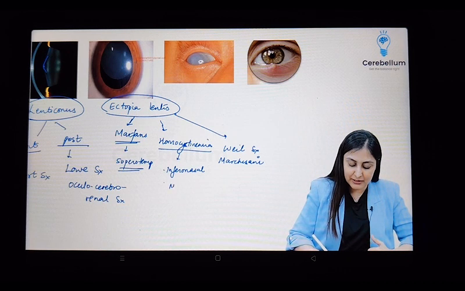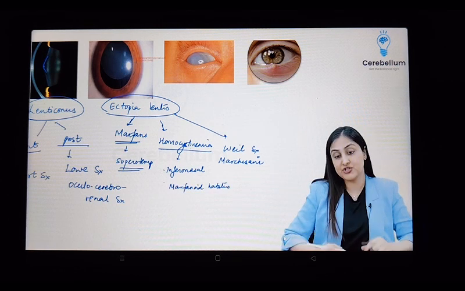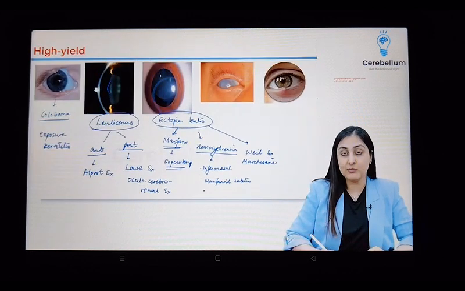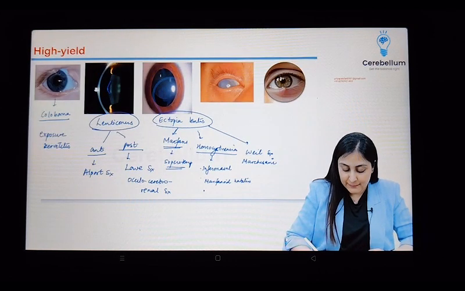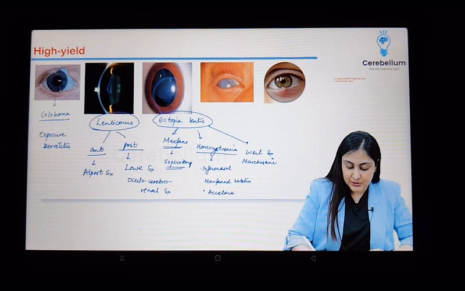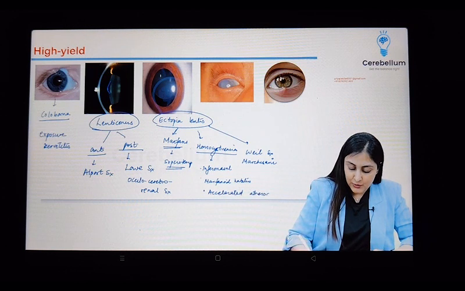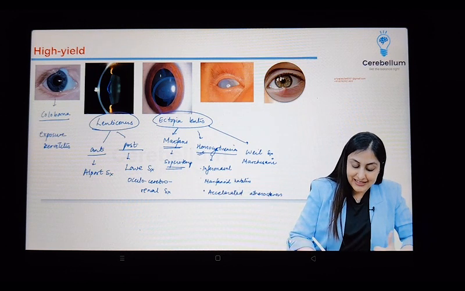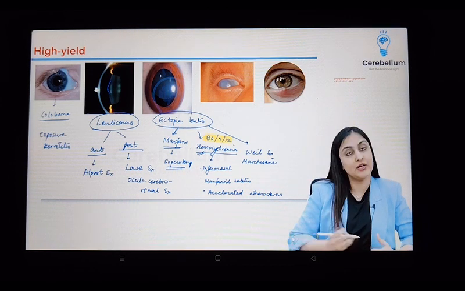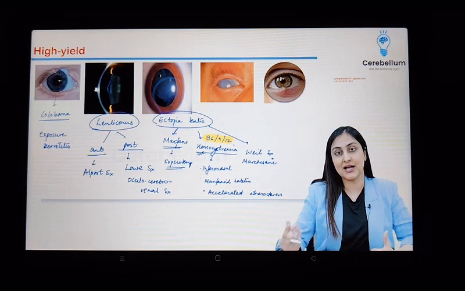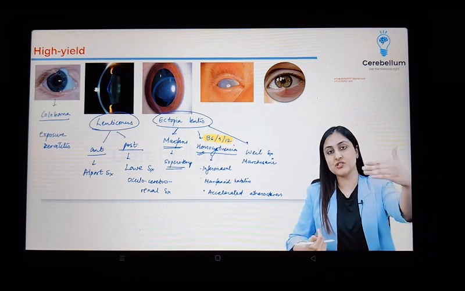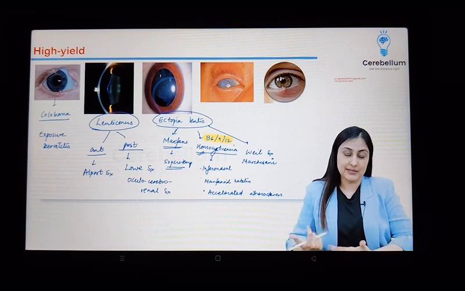Here you would have associated Marfanoid habitus, so don't go by the long limbs and height alone. It could be a feature of homocystinuria as well. One more feature that you want to remember here is the presence of accelerated atherosclerosis. Homocystinuria could be a result of either B6, B9 or B12 deficiency, or beta cystathionine synthase deficiency, which blocks homocysteine to cysteine metabolism.